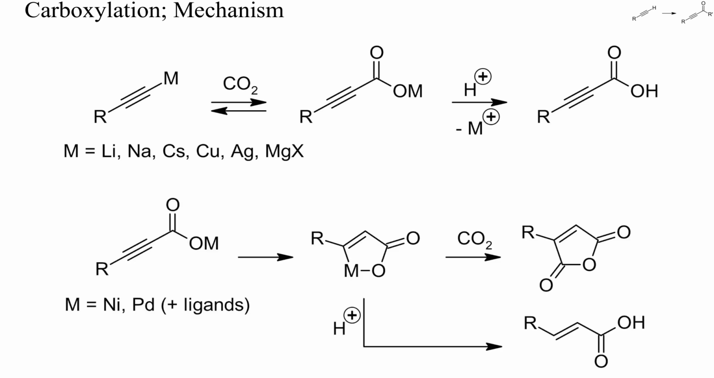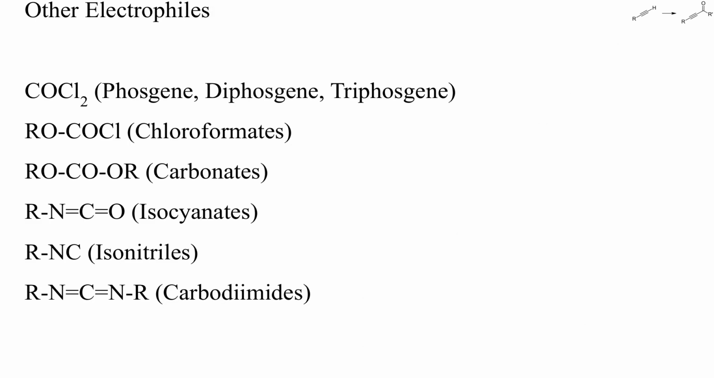Nickel or palladium propiolates do occasionally cyclize, though. The intermediate vinyl complexes can, for instance, react with one further equivalent of carbon dioxide to maleic acid or its anhydride, or be hydrolyzed to acrylates. Instead of carbon dioxide, other electrophiles that react with metallated terminal alkynes include phosgene, chloroformates, carbonates, isocyanates, isonitriles, and carbodiimides.